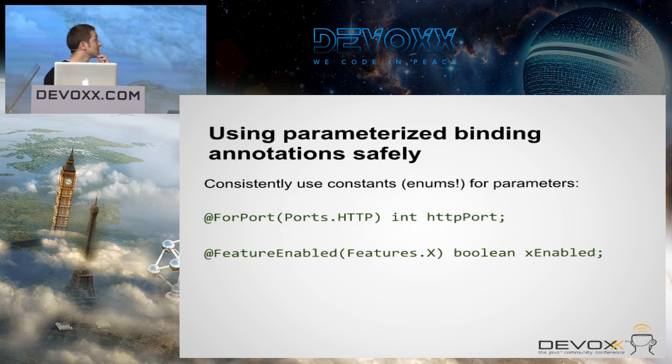So if you do need to use them though, the recommendation is to try to use them consistently. You want to use a fixed set of constants for those binding annotation parameters. Enums work great for this. So for example here, let's say we had a bunch of port bindings for different kinds of ports that our server listens to. Maybe we have a ports enum that specifies all those different ones, and then we can consistently use that as we need to inject.